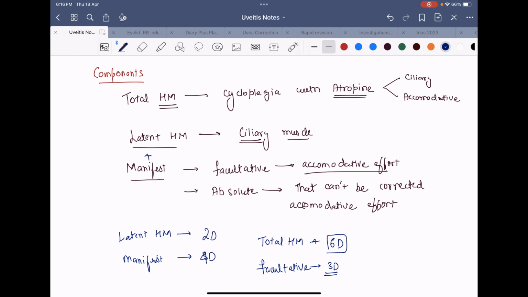If they ask what the absolute hypermetropia is, absolute hypermetropia is manifest minus facultative, as you can see from the above slide. So that would be 1 diopter here. In this way you can calculate the various types of hypermetropia.